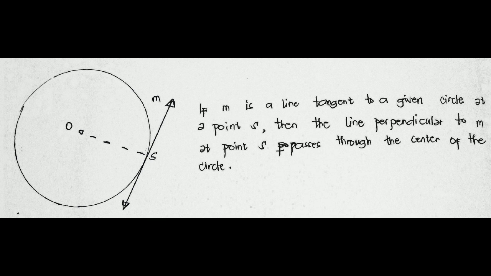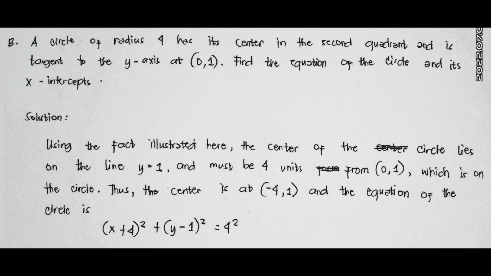If M is a line tangent to a given circle at a point S, then the line perpendicular to M at point S passes through the center of the circle. So let's try to look at this figure. A circle of radius 4 has its center in the second quadrant and is tangent to the y-axis at (0, 1). Find the equation of the circle and its x-intercept.